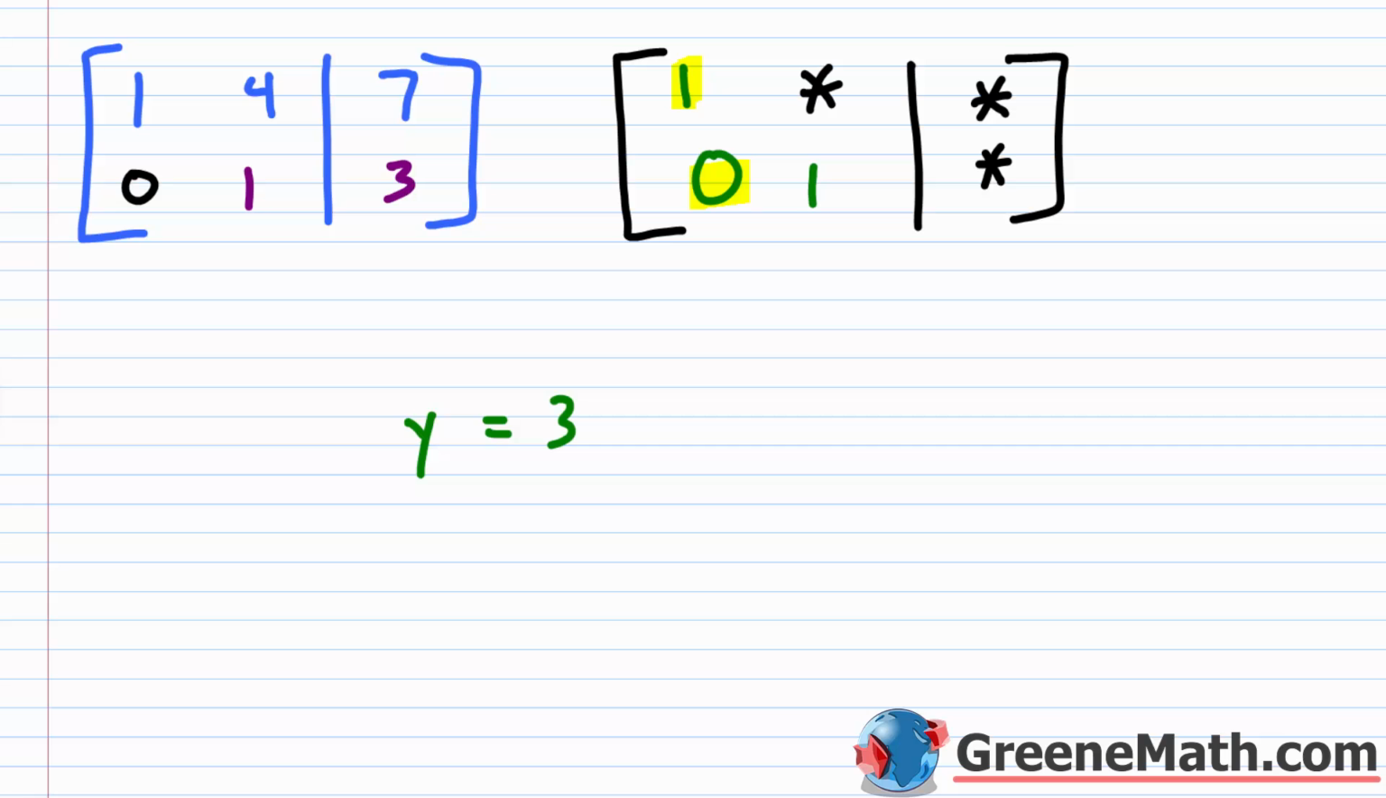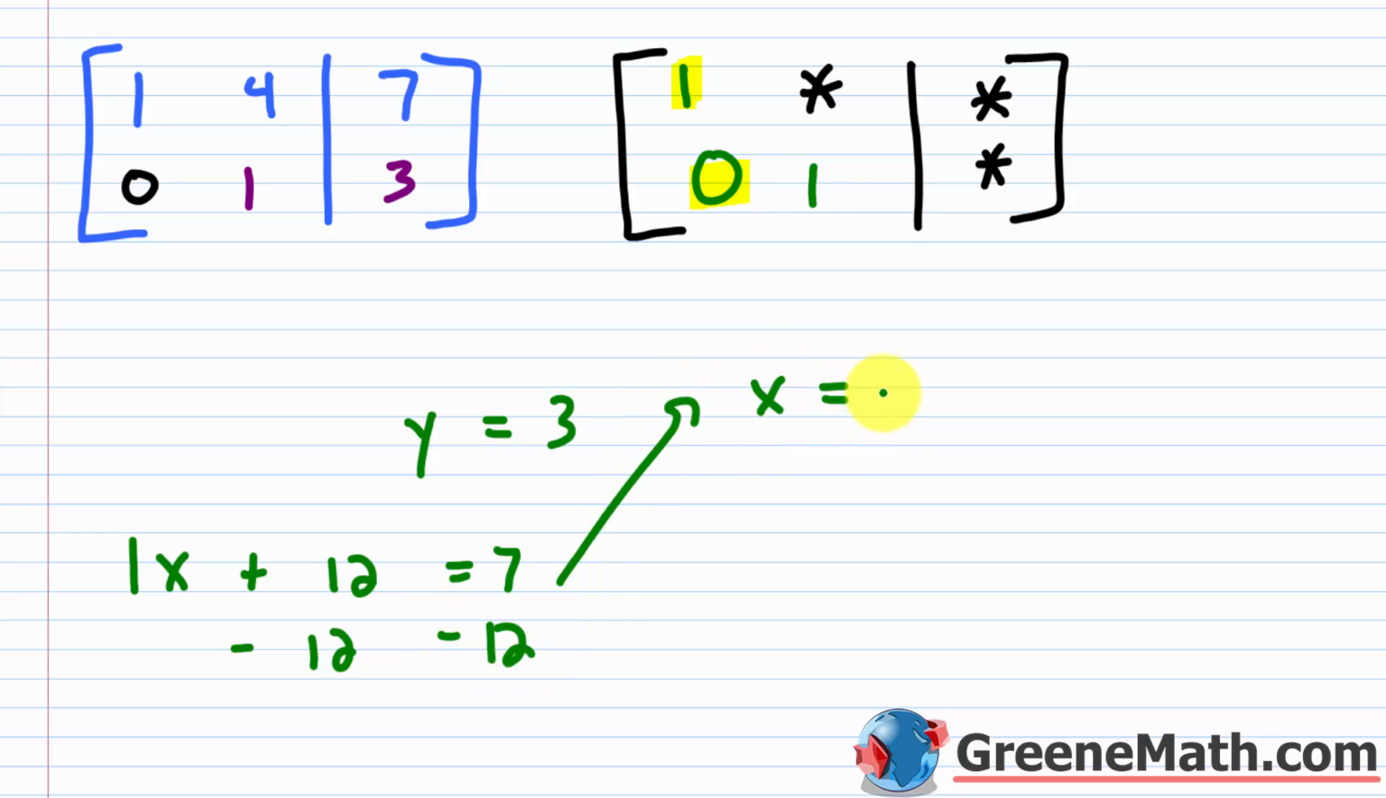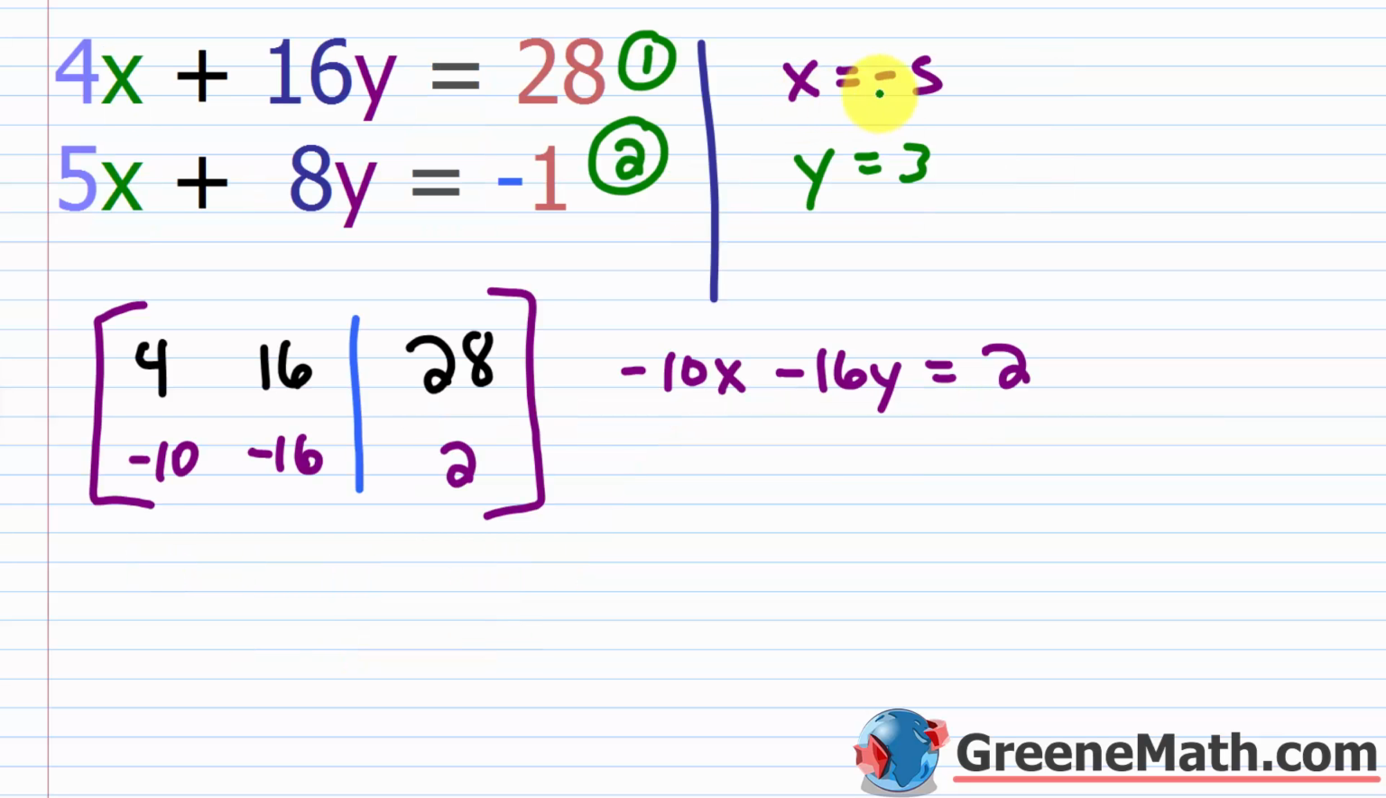And now what we can do is just back substitute and find x. So I can take this information here. This is 1x plus 4y, I know y is 3, is equal to 7. 4 times 3 is 12. If I subtract 12 away from each side of the equation, I'll find that x is equal to -5. And again, if I go back up, I see that x is -5.